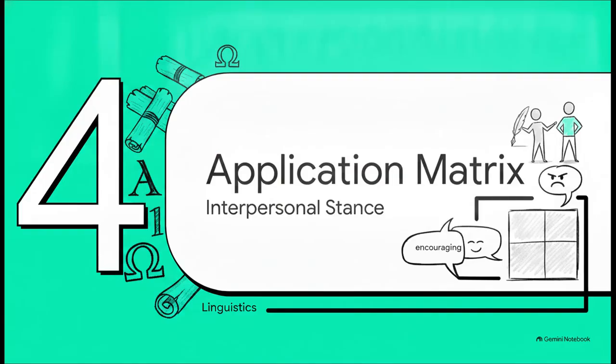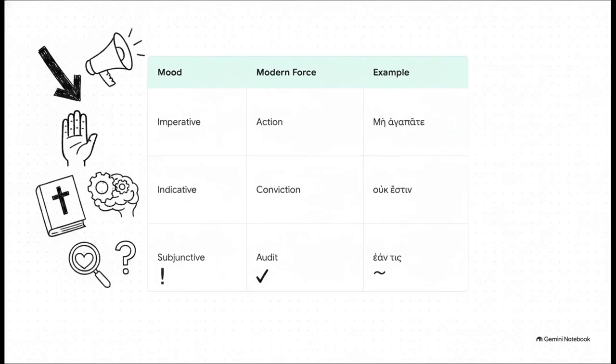Section 4. Pastoral Application Matrix, Translating Ancient Interpersonal Stance. One of the absolutely hardest parts of preaching is knowing what tone to take, right? Should you be encouraging, stern? Well, the interpersonal metafunction explicitly maps ancient mood choices to modern application force, meaning we never have to guess.